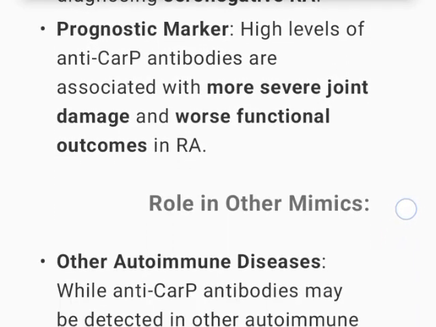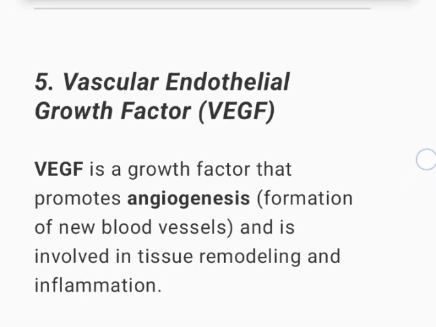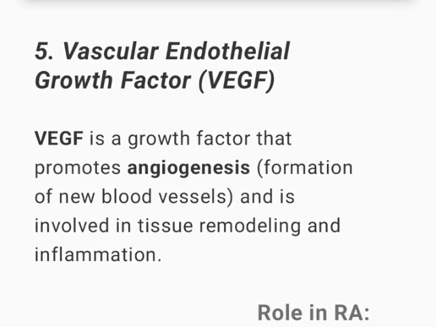Role in other mimics. Other autoimmune diseases. While anti-CarP antibodies may be detected in other autoimmune conditions, they are much more strongly associated with RA and are less commonly found in diseases like SLE or SSc. 5. Vascular endothelial growth factor, VEGF. VEGF is a growth factor that promotes angiogenesis, formation of new blood vessels, and is involved in tissue remodeling and inflammation. Role in RA, disease activity marker.